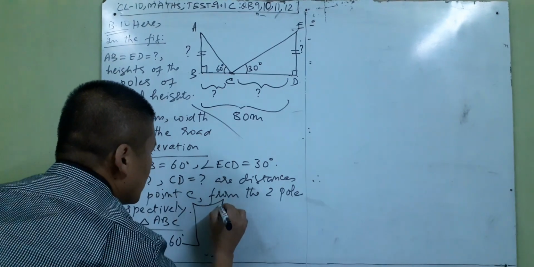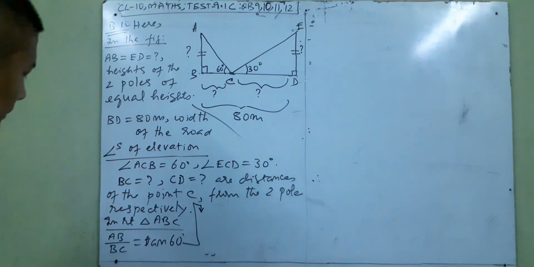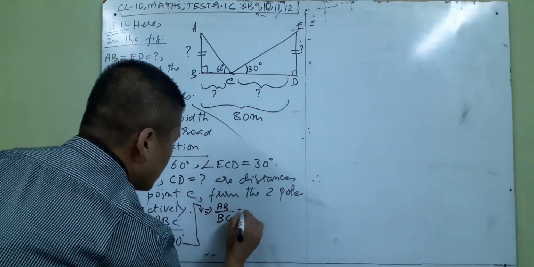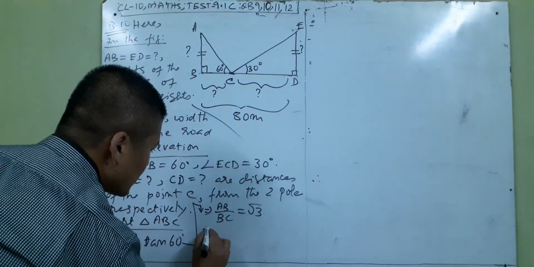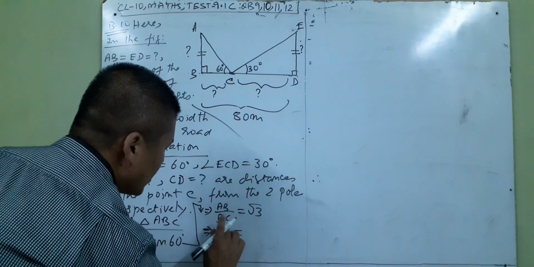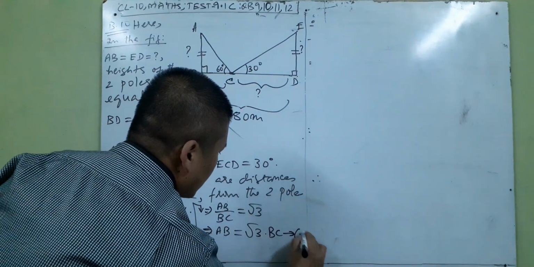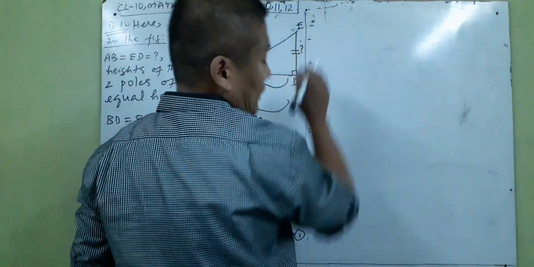So as we continue to do here, that will give you AB by BC is equal to tan 60, which is root 3. So let us just put this one here, AB, and shift BC, then you multiply by root 3 and it becomes root 3 BC. Keep this one as equation 1. Okay. Then let us go to the other right triangle.